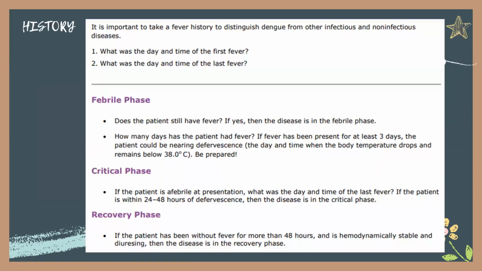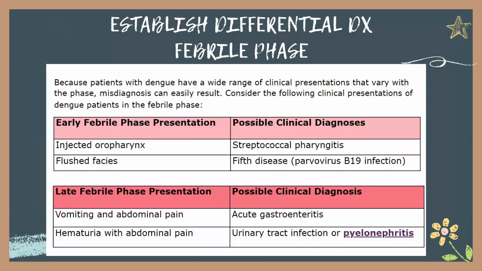So in the febrile phase, the patient still has fever, or a history of fever. In the critical phase, what was the last onset of the fever? And then in the recovery phase, does the patient pass urine normally or have SOB? So after we suspect dengue, we have to put a differential diagnosis. Not every febrile patient is dengue.